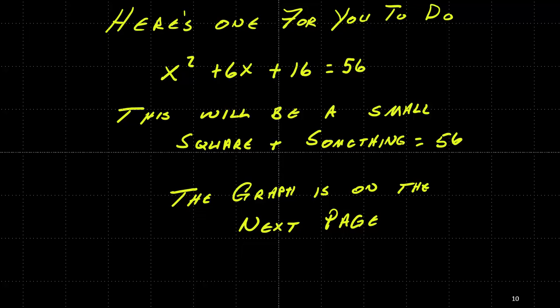It's going to be x squared plus 6x plus 16 instead of negative 16 equals 56. And in this case, if you do everything right, you'll see that this is a small square plus something to give 56. Go ahead and work through that. Maybe even pause the video, maybe even stop the video, and when you come back, you can check your answers with this graph.